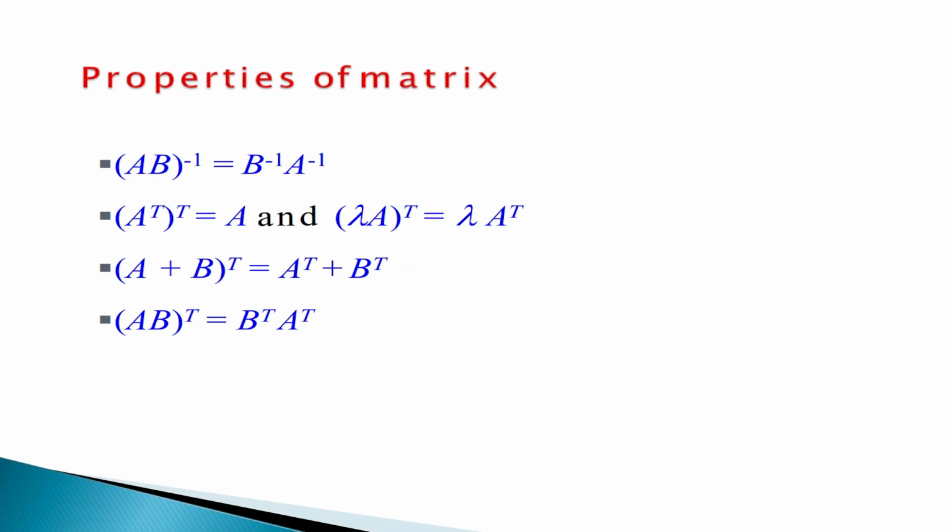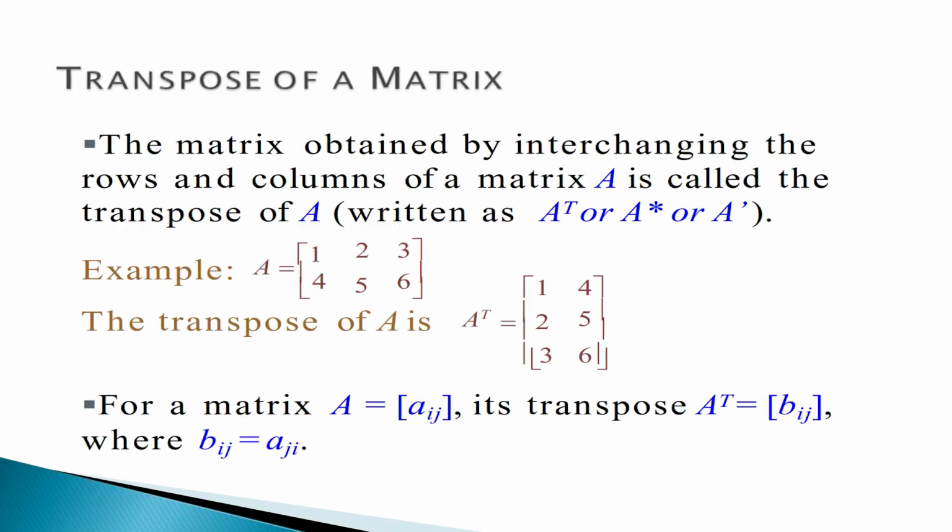Properties of matrices. Next is AB inverse is equal to B inverse A inverse. We will later on discuss the inverse matrix. Similarly, we will later on discuss the transpose of a matrix. Transpose of transpose of a matrix A is equal to A itself. Similarly, lambda times A whole transpose becomes lambda times A transpose. A plus B whole transpose becomes A transpose plus B transpose. AB whole transpose becomes B transpose and A transpose, where we define the transpose of a matrix.